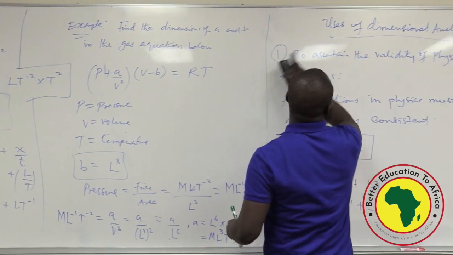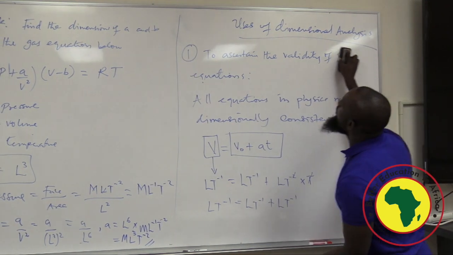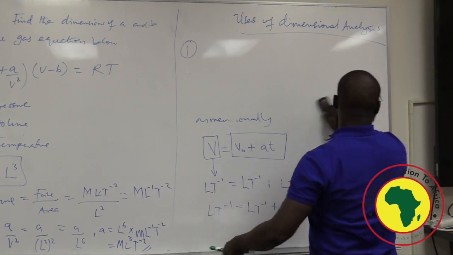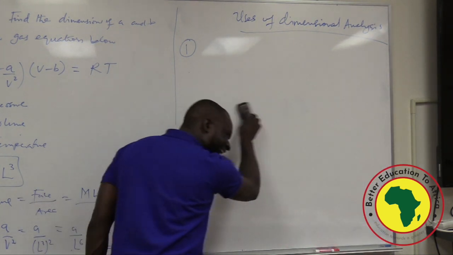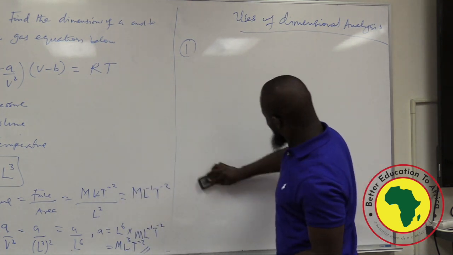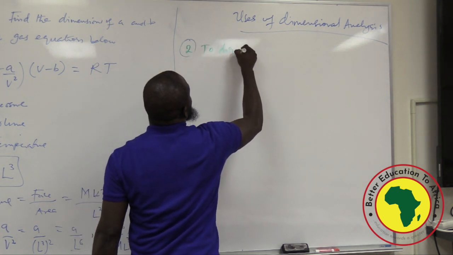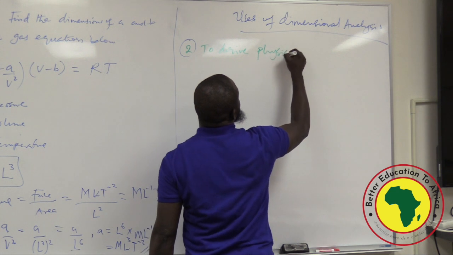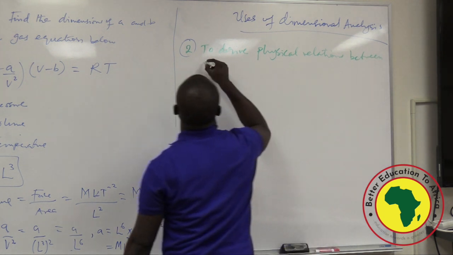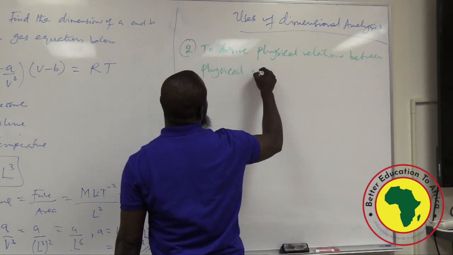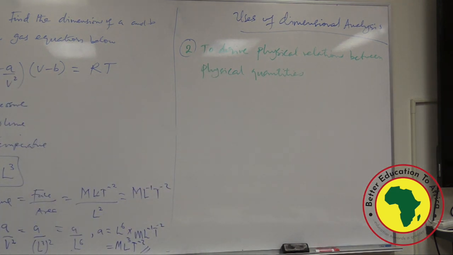Now let me introduce you to the second use of dimensional analysis. The first use of dimensional analysis is to ascertain the validity of physical equations, which we've gone through. Number two is to derive equations themselves. That's number two, okay? To derive physical relations between physical quantities.